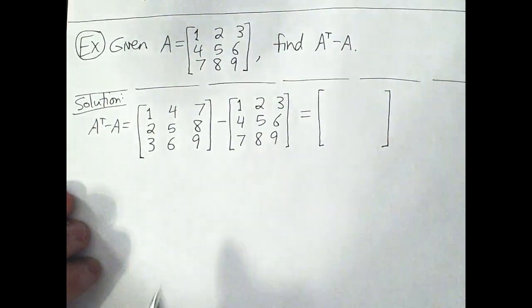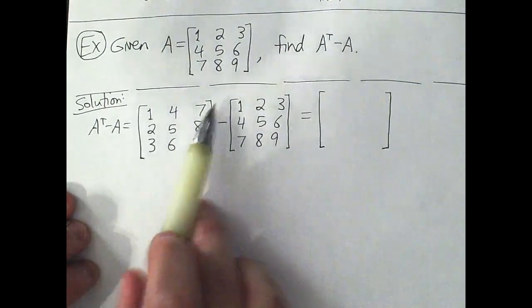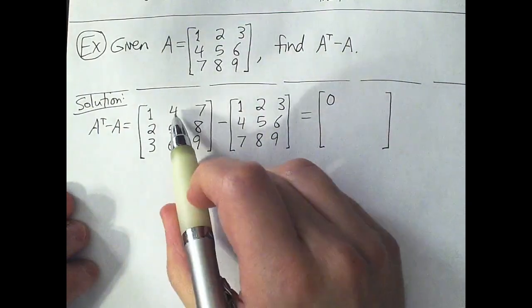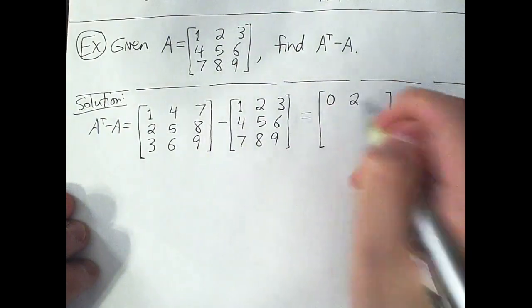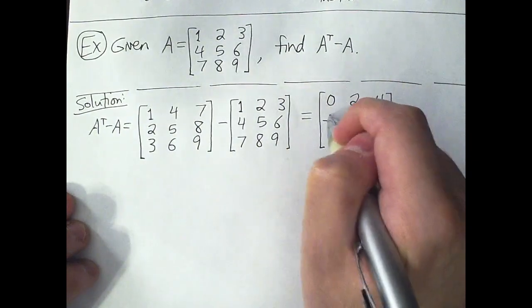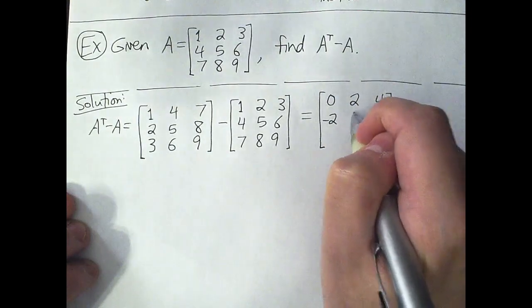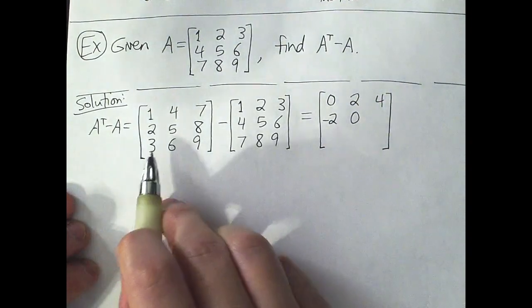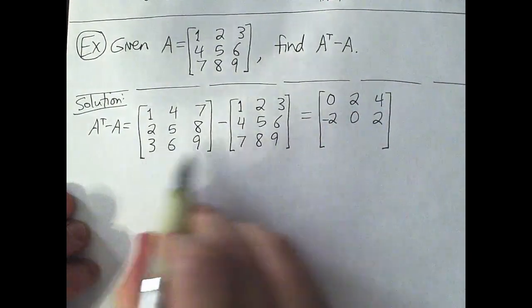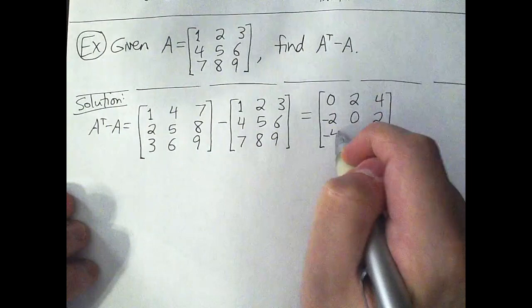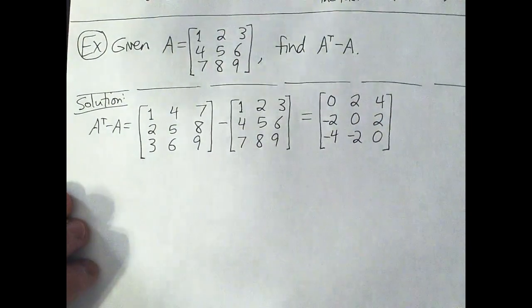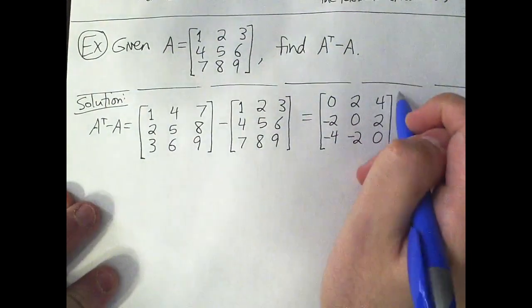And now we just subtract the corresponding numbers. 1 minus 1 is 0. 4 minus 2 is 2. 7 minus 3 is 4. Next, we have 2 minus 4 is negative 2. 5 minus 5 is 0. 8 minus 6 is 2. 3 minus 7 is negative 4. And you get negative 2. And look at that. That's kind of an interesting looking answer, isn't it? All right, that's the answer.